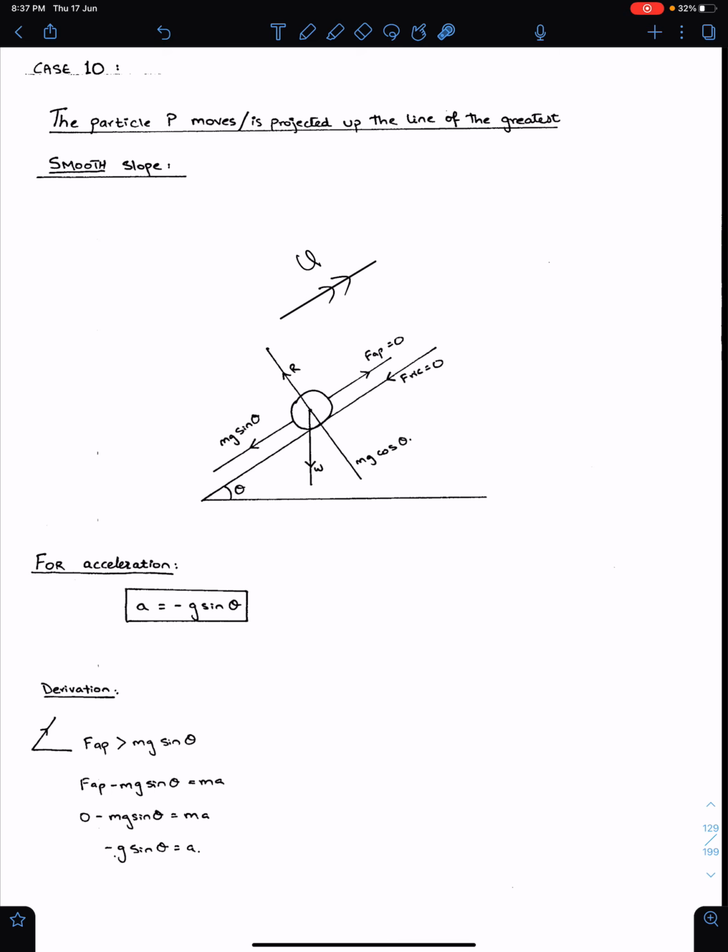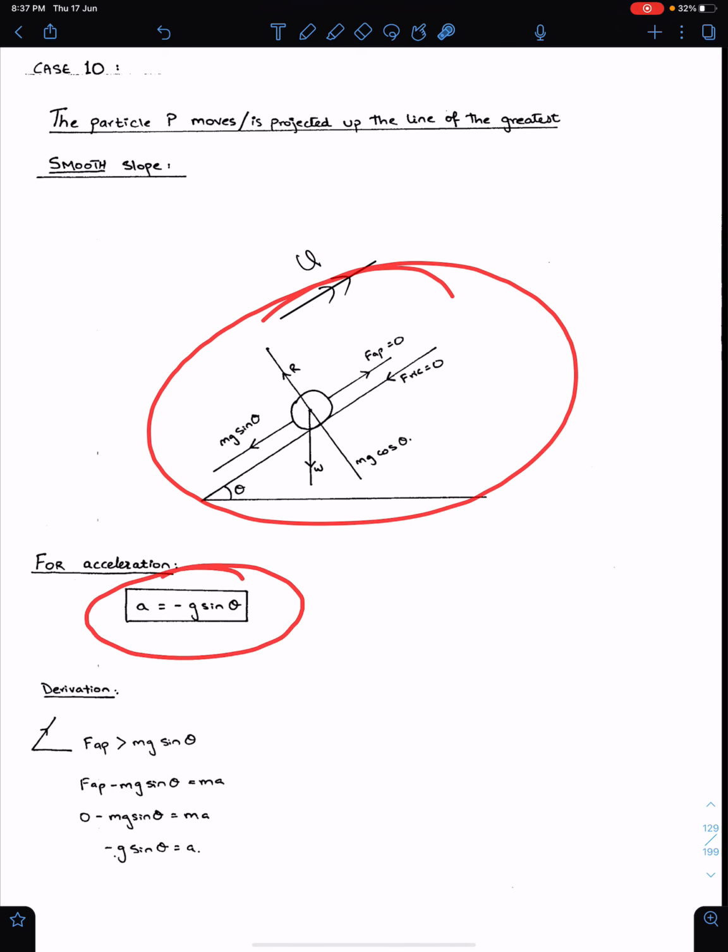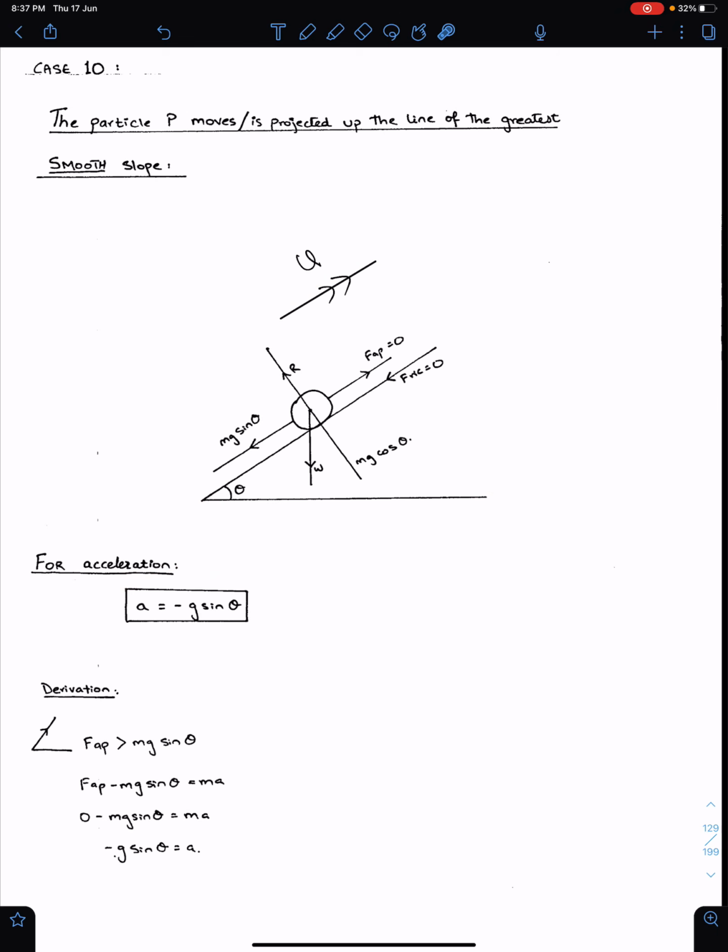So if you learn this equation for this motion, then the solution will be very simple for you. You can easily handle the situation. Otherwise, you have to derive this equation through this inequality. So whenever a particle is projected up the smooth slope, always use this acceleration: a is equal to minus g sin theta. You can learn this.